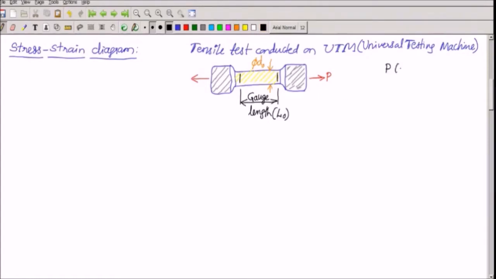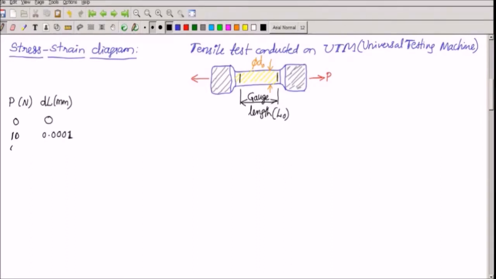Readings of load P in Newton and deformation DL in mm are noted down. Initially there will not be any load, so DL will be 0. Gradually load P is increased from 0. It is called quasi-static loading. You should not load the specimen suddenly, so gradually it is increased. Let us say a load of 10 Newton is applied. Deformation observed, I'll just write some random value.